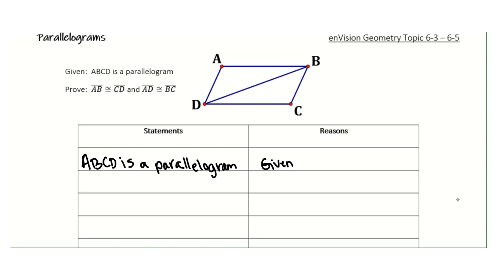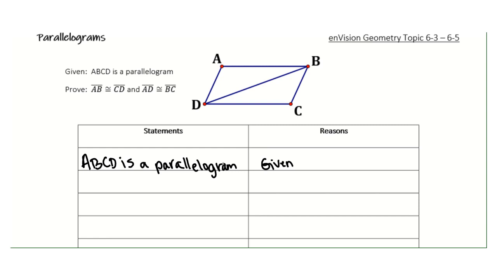So let's look at some properties of parallelograms. Here I'm given that ABCD, this figure right here, is a parallelogram. They're telling me that. And I want to prove that line segment AB is congruent to line segment CD, and that line segment AD is congruent to line segment BC. So let's figure this out first.